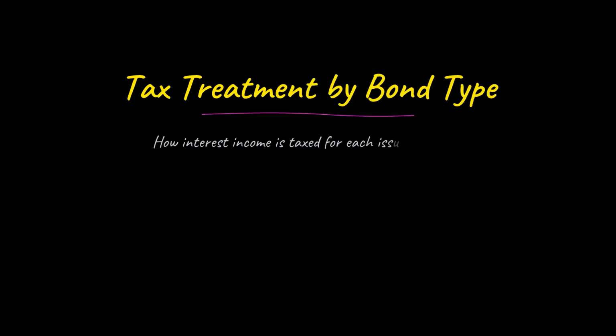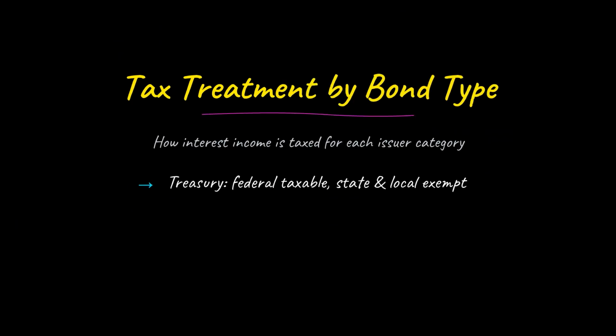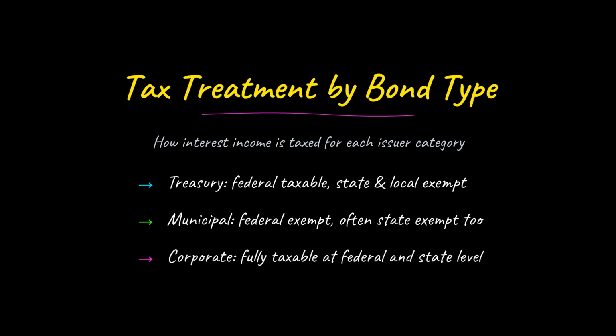Tax treatment is just as distinctive as risk. Treasury interest escapes state and local tax. Municipal interest is exempt from federal tax and often from state tax for in-state residents, making it especially valuable in high tax brackets. Corporate interest is fully taxable at every level.